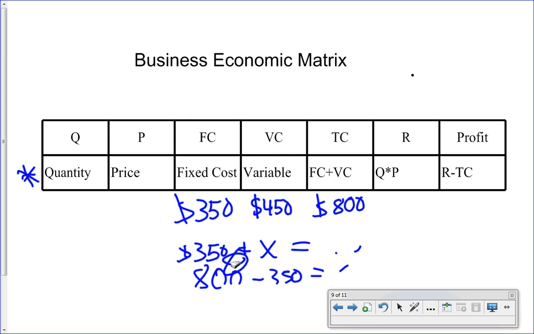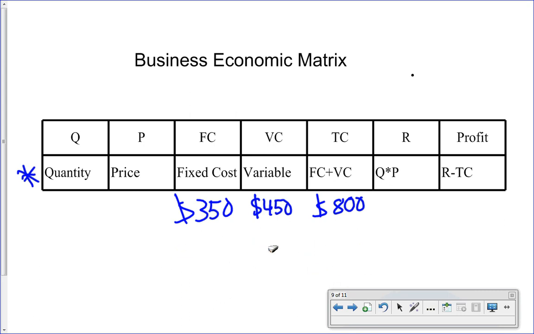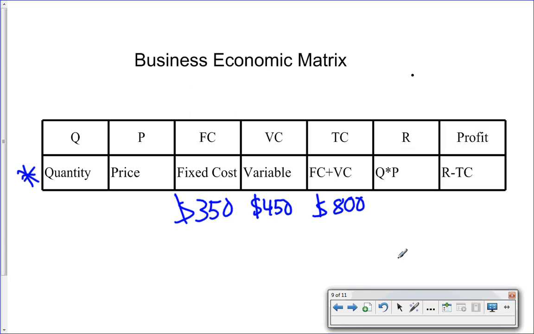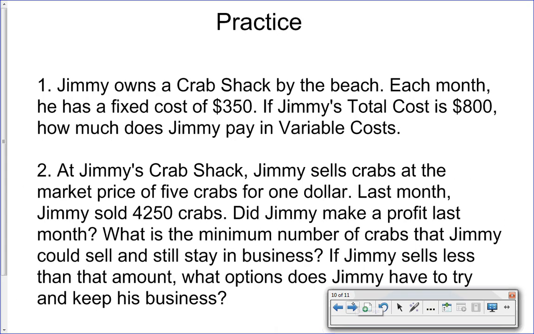All right, let's get that out of there. Okay, so the answer to the first question, $450.